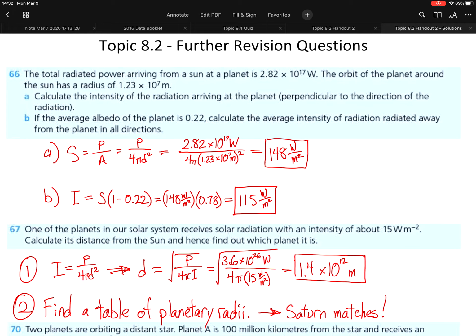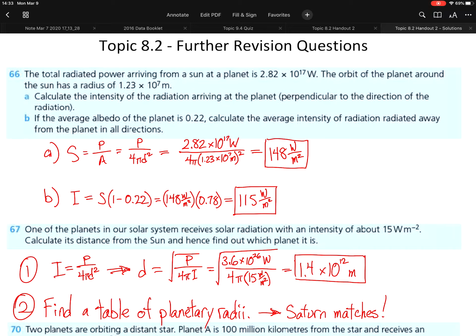So, total radiated power arriving from a sun at a planet is 2.82 times 10 to the 17 watts. The orbit of the planet around the sun has a radius of 1.23 times 10 to the 7 meters. There's some issues with this problem.